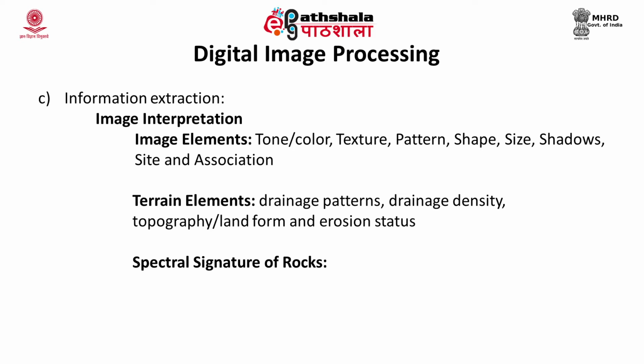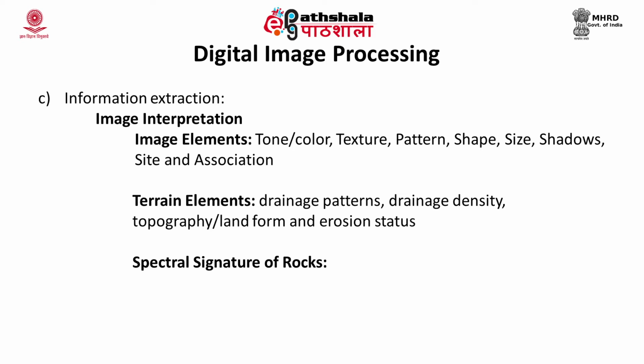In the image elements, for example, tone and color, what kind of color, the gray scale, from that also we will get information about that particular area. Texture is the change in tone, which we can check here too. Pattern, shape, that particular object's shape or size, will also give information about the geology of that area, and we can use this information while preparing the lithological map or the mineral resources map.